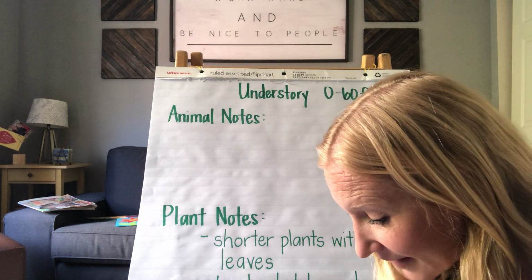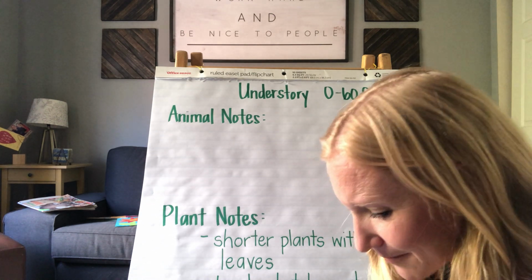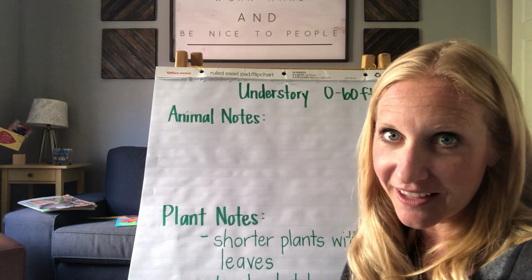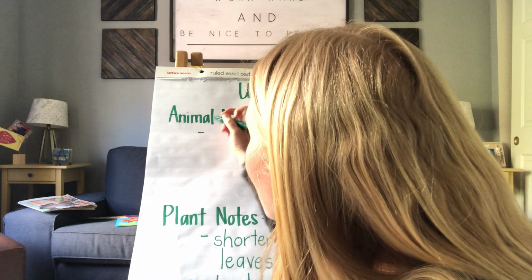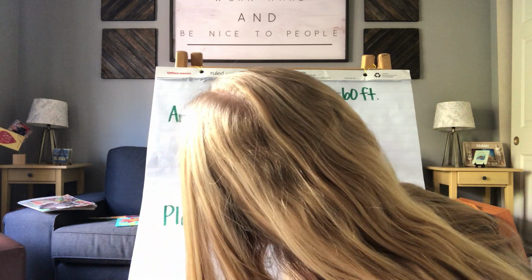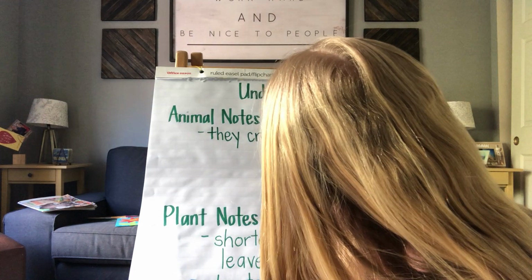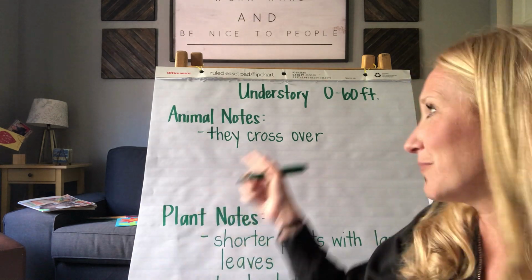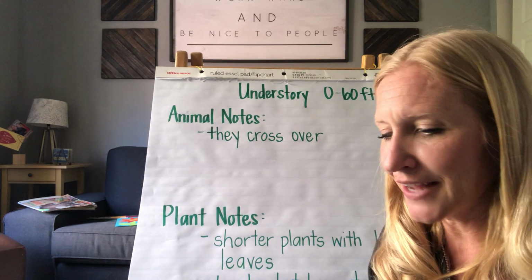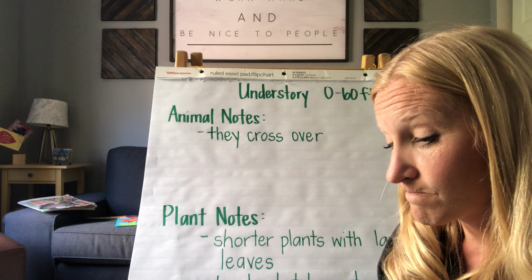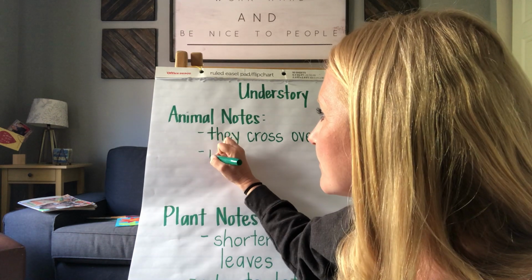So let's see. We need to say a lot of animals cross over. I think that's important to know, that a lot of these animals don't just live in the understory. So we can say animals, we can say they, because this is under animal notes. They cross over. Okay, and we know that crossing over means they go from one level to the next. Let's see, I'm going to put nocturnal animals.